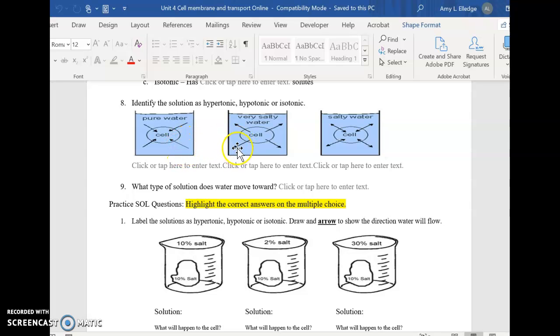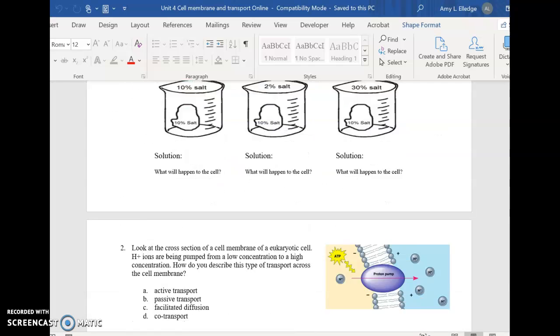All right, now here the water's coming out, so water always goes towards the most solutes, which is hyper. So this would be a hypertonic solution. And in this way, it's going in and out equally. That would be your isotonic solution.